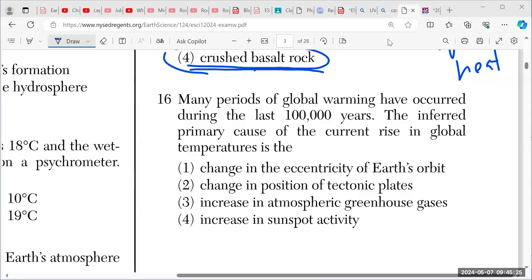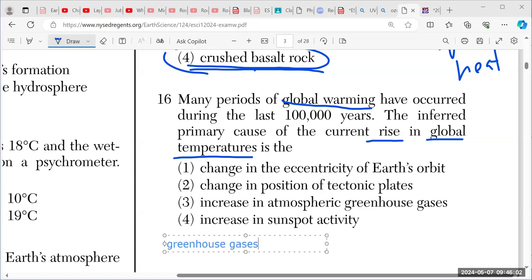All right, last but not least, number 16. So number 16 says many periods of global warming have occurred during the last 100,000 years. The inferred primary cause of the current rise in global temperatures is the blank. So what is the reason as to why the global temperatures are rising? What is the main reason why global warming is occurring? It does have to do with the increase of greenhouse gases.